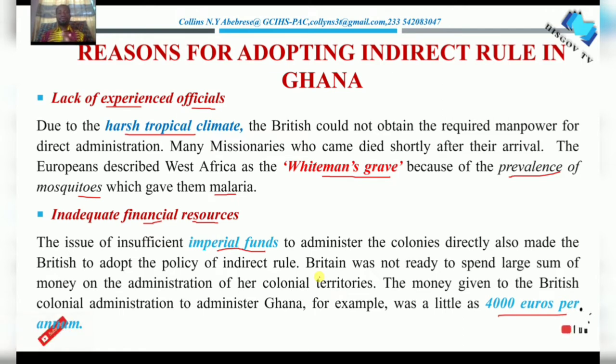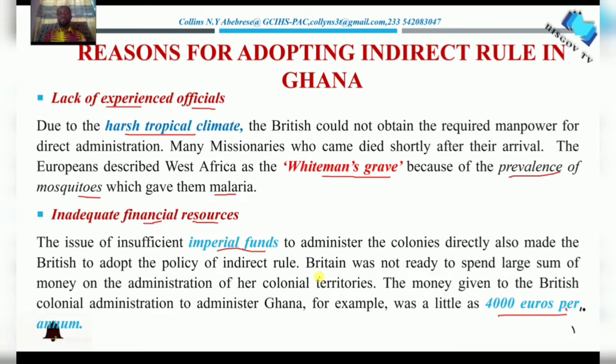But they were ready to gain from these colonies. And this explains why a lot of people argue that the Europeans have gained more than they have spent on their African colonies. And so people were arguing, why should Africans be crying about the death of a queen who was not ready to spend on her children? Colonies, in quotes. Okay. And so this inadequate financial resources was a problem.